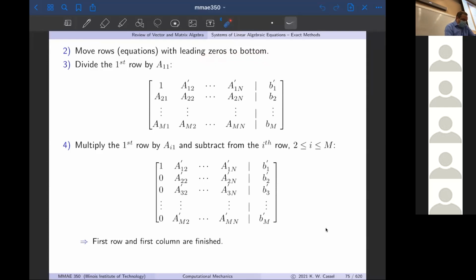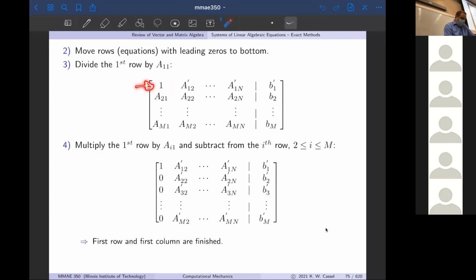Then you divide through the first row by A11, the coefficient in the 1, 1 slot of your A matrix. So I'm going to call this A12 prime, through A1n prime, B1 prime. That just means it's now been changed from its original value because I've divided through by A11. What that does is it gives me this 1 in the 1, 1 slot. So boom, the first equation is done. The first row is in the form I want it. It has a leading 1 in the first position.